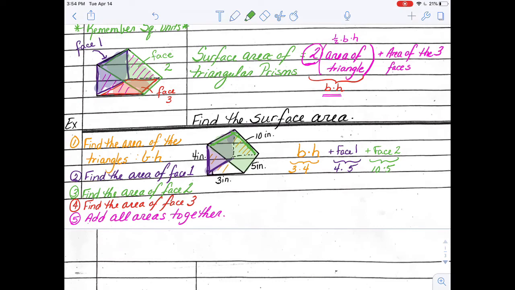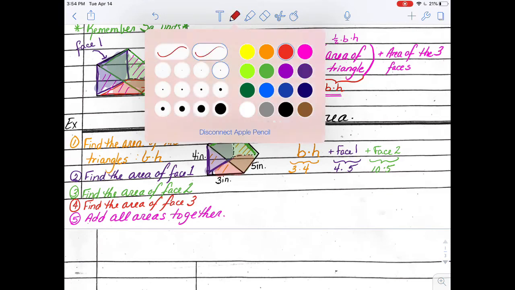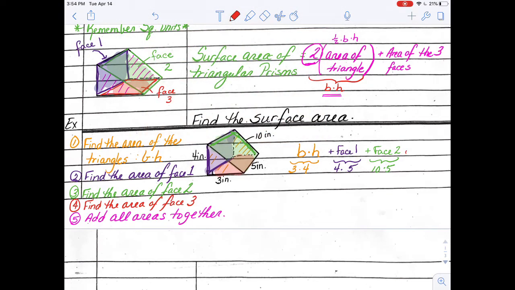And now we just have to worry about that last face. Again, still a rectangle, same shape. With the prisms, remember, all of your faces are rectangles. That makes it easier. And we're going to add in our face 3. So on face 3, area of that rectangle on the bottom is 3 times 5, because I can see this is 3 and this is 5.